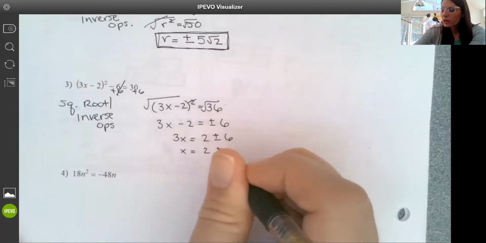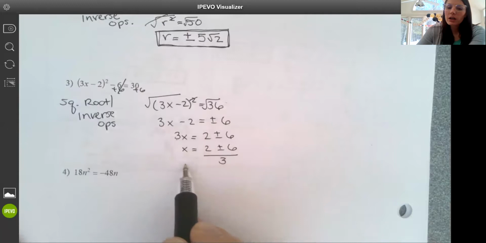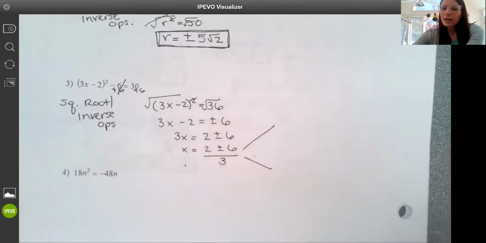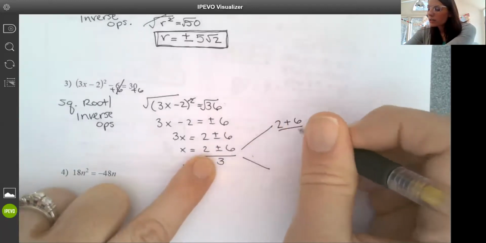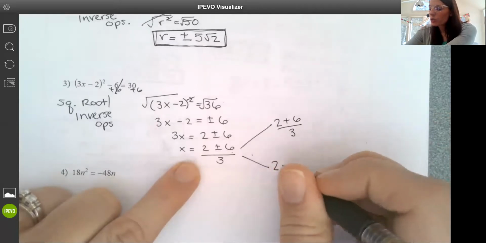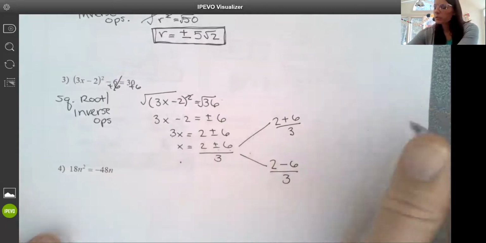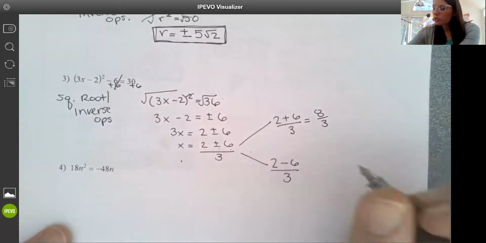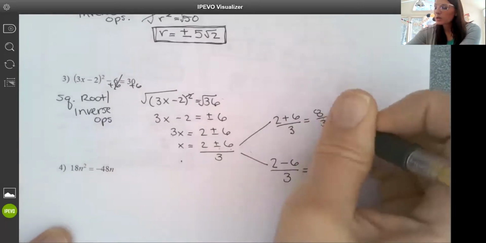I like to just get everything isolated. So now I've isolated my variable, right? So now when I get here, because I have a perfect square, I can get two solutions. One would be if I did 2 plus 6 over 3, and the other would be if I had 2 minus 6 over 3. So breaking apart that plus or minus, giving me 8/3 as one solution and -4/3 as my other solution.